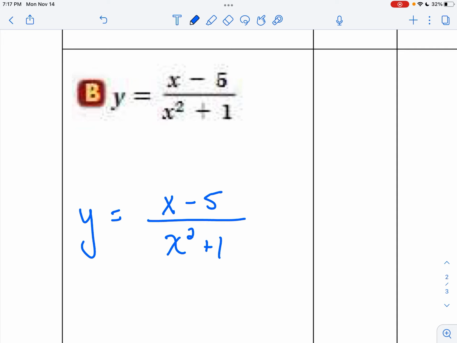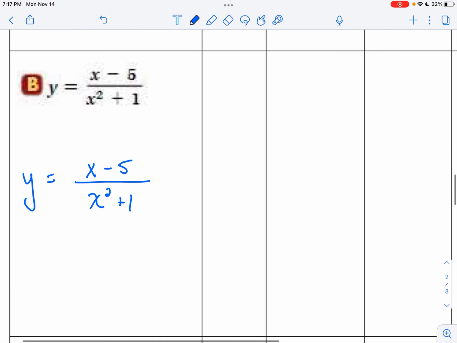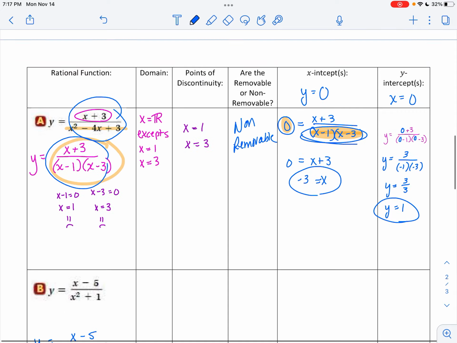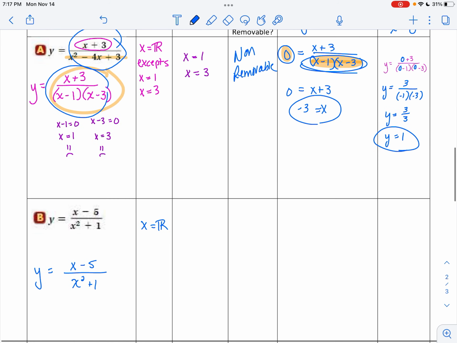Okay, now, since it doesn't factor, does anything cancel? No. You can't take an x out of x. So we're supposed to find our domain now. Our domain is x equals, guess what? Real numbers. There are no bad things that can happen to the denominator, because if we set it equal to 0, it would be the square root of -1, which is impossible. So all real numbers.